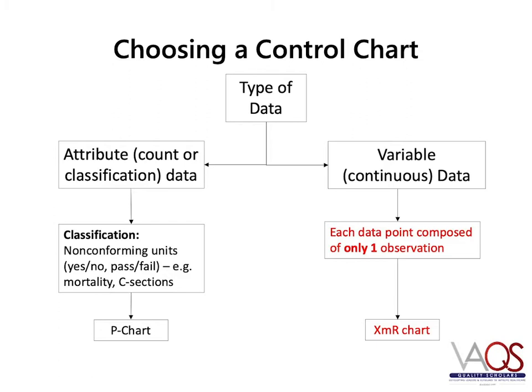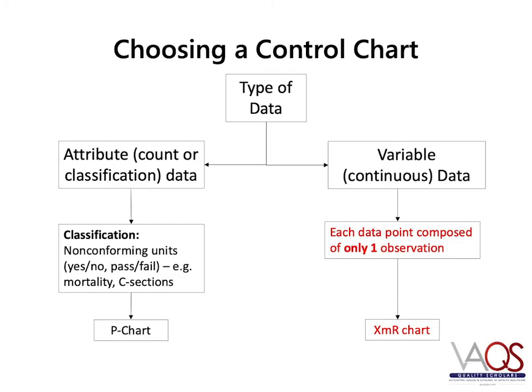XmR charts are used for continuous data. You may also see XmR charts referred to as I charts or individual charts. For the XmR chart, each data point consists of one observation of continuous data. Imagine that your improvement team is interested in reducing the amount of time it takes for patients to get from the OR to the ICU following cardiac surgery. You can measure the time it takes for each sequential patient undergoing cardiac surgery to move from the OR to the ICU and analyze that data using a XmR chart.